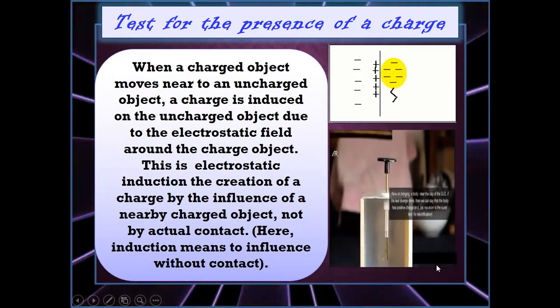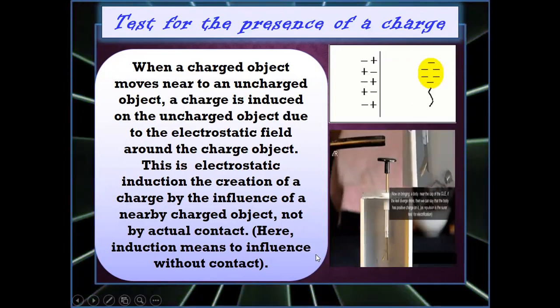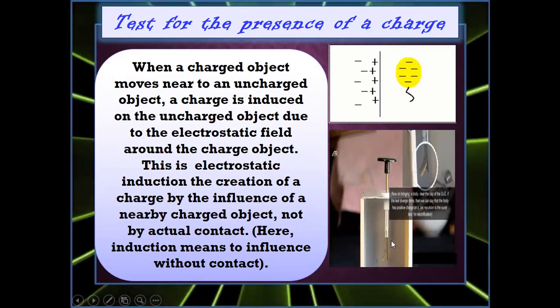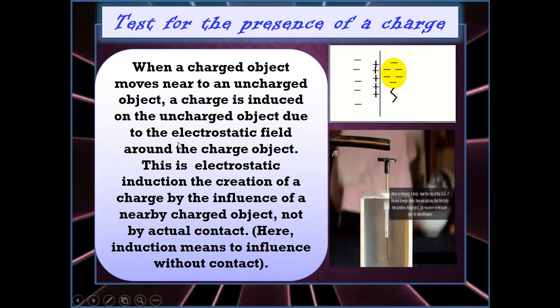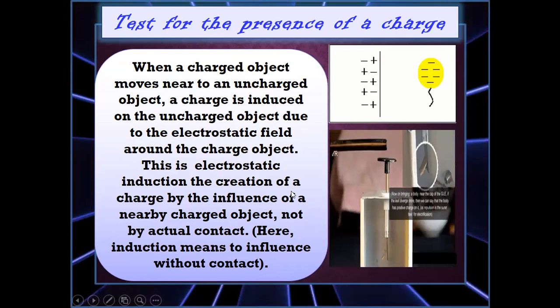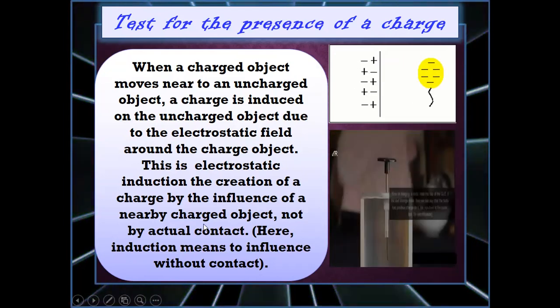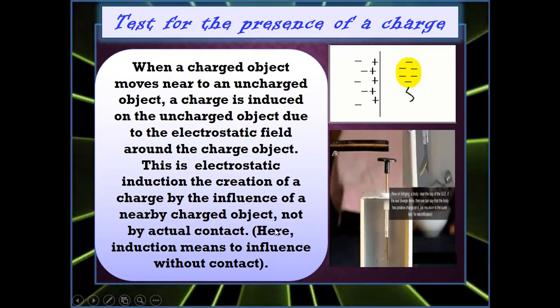When brought close to it, a body can be tested for a charge in the laboratory with the help of an instrument called a gold leaf electroscope. When a charged object moves near an uncharged object, a charge is induced in it because of the electrostatic field around the charged object. This electrostatic induction is the creation of a charge by the influence of a nearby charged object, not by actual contact. Here, induction means influence without contact.